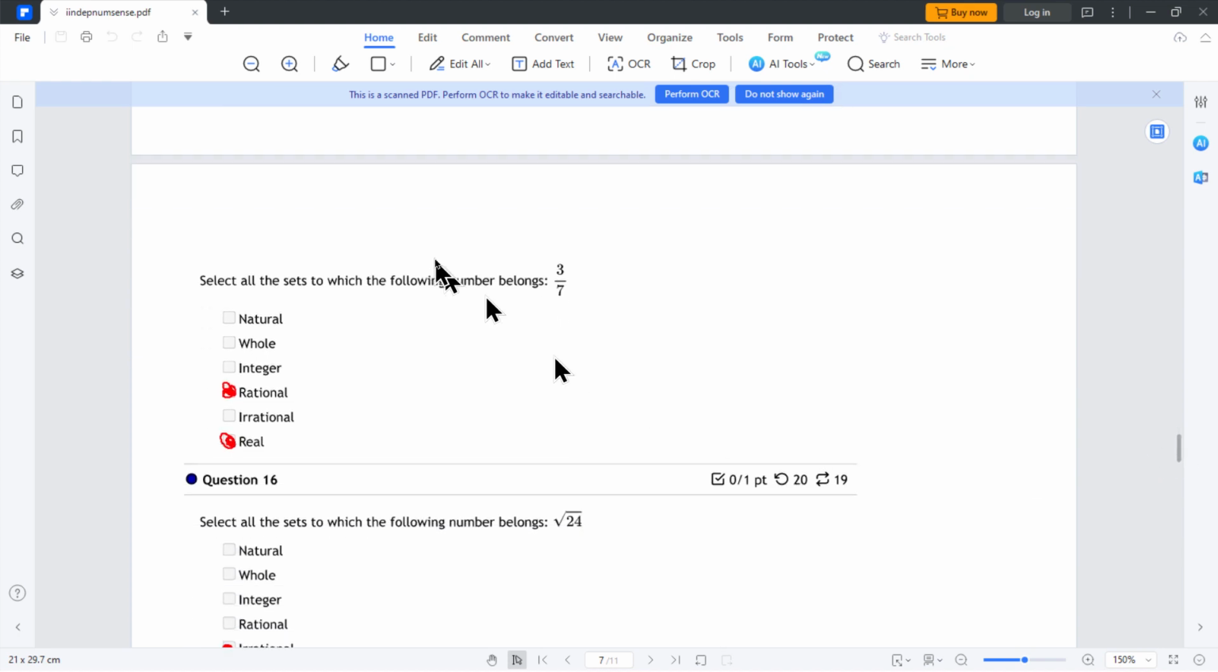15, 3/7. That's going to be a rational number, and it is a real number. It's not natural. It's not whole. It's not an integer. It can be written as a fraction, so it's a rational number, and it is a real number.